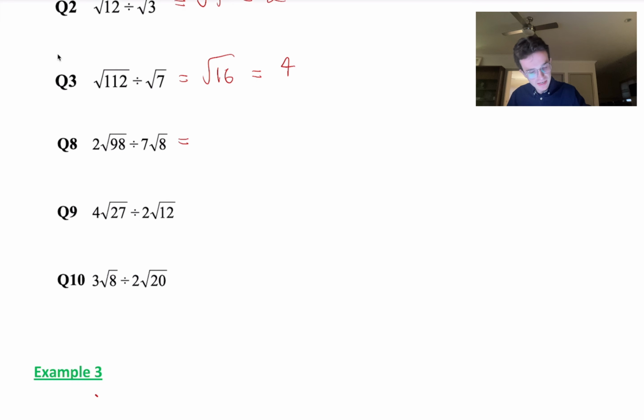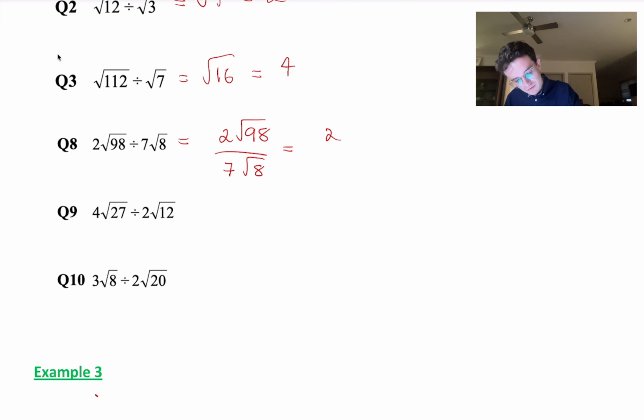The next thing is we encounter a bit of a problem here, because what we might think is, oh, I'm going to divide the numbers outside the square root first and then the numbers under the square root second. 2 divided by 7 is not a whole number, it's not an integer. So we're going to practice writing these as fractions, 2 root 98 on 7 root 8. And we're going to divide each of these individually.